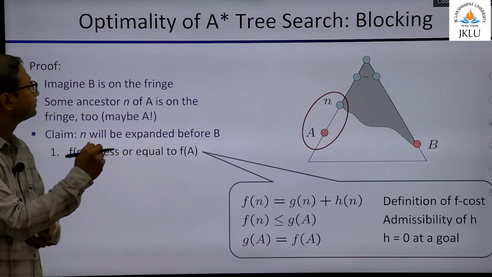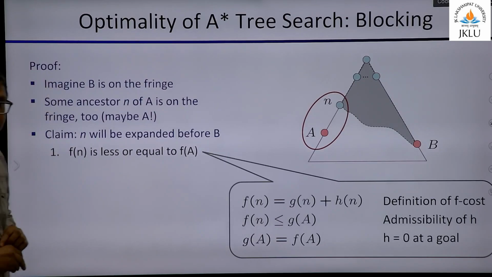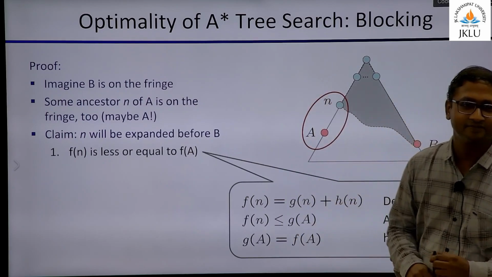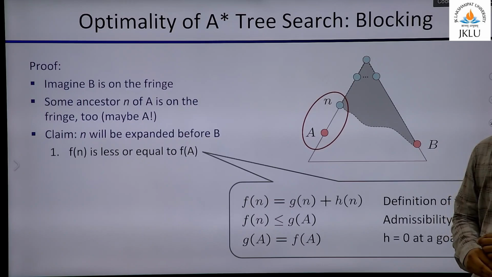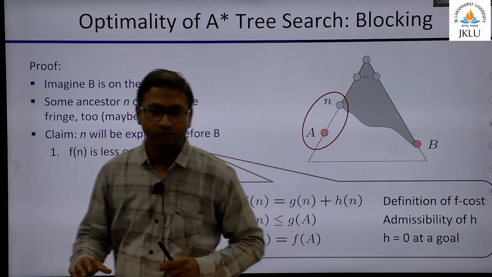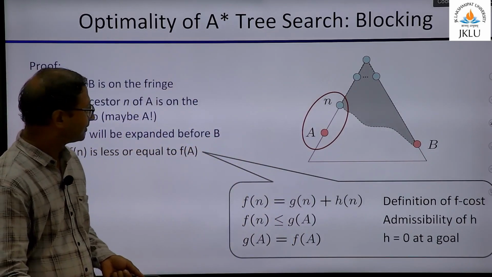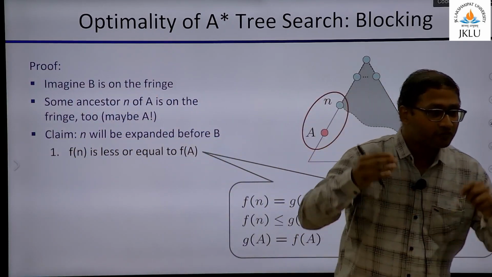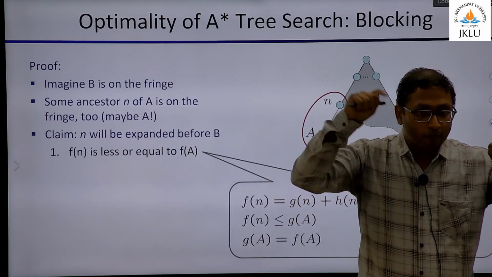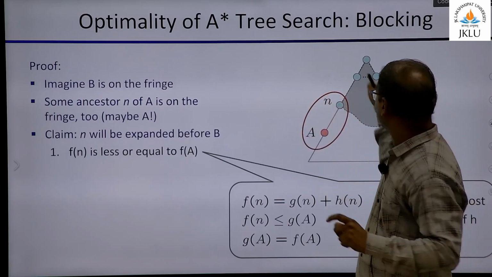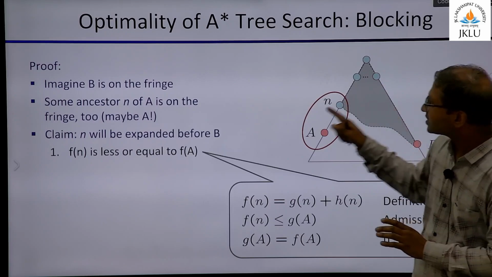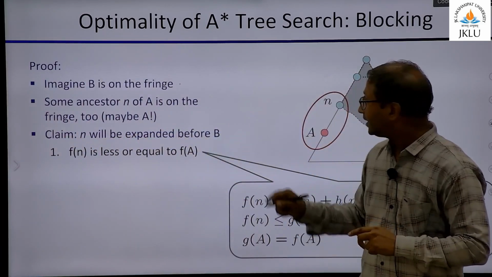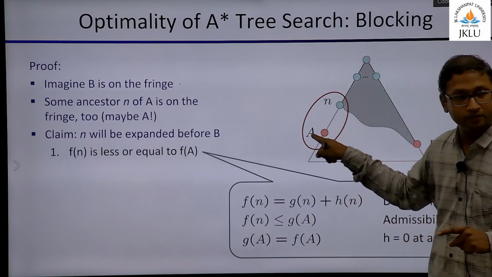So I am here. Imagine B is on the fringe. Why do we directly have here, imagine B is on the fringe? Because what we are concerned about is if there is a suboptimal goal in my fringe, right? We don't even care what happens above it. So I have a suboptimal goal B on my fringe. What risk do I run? I might DQ B before A.